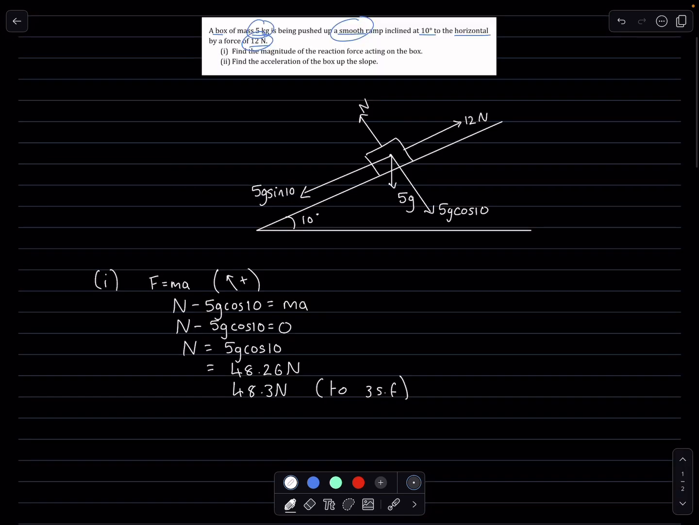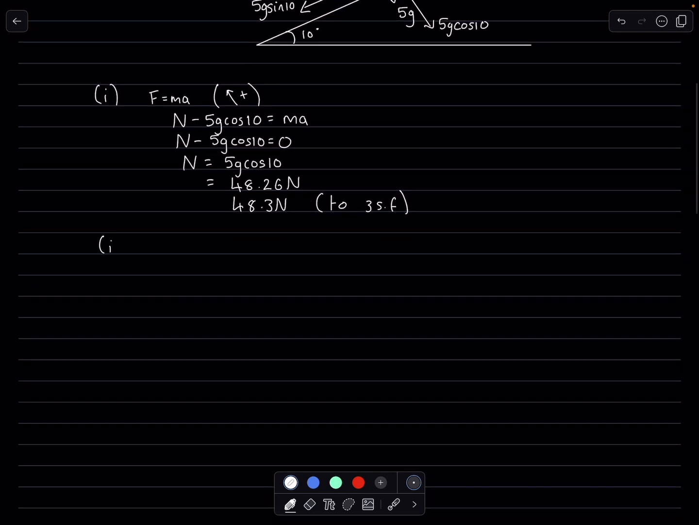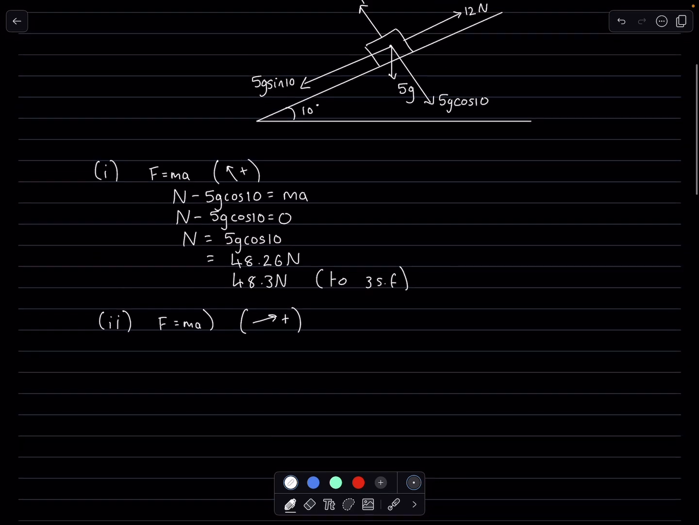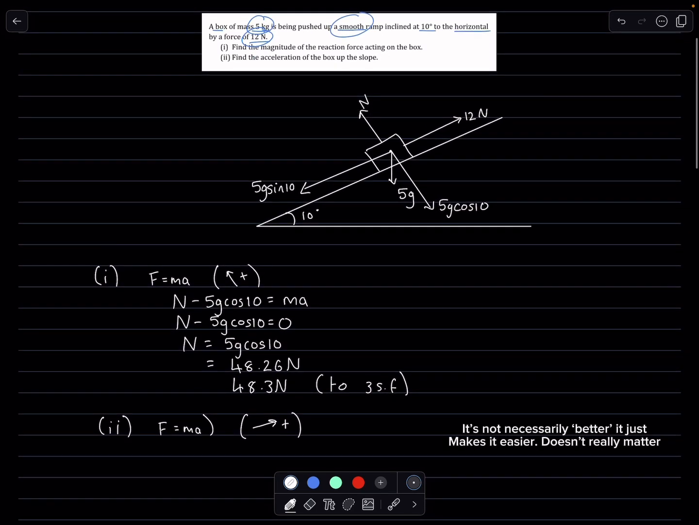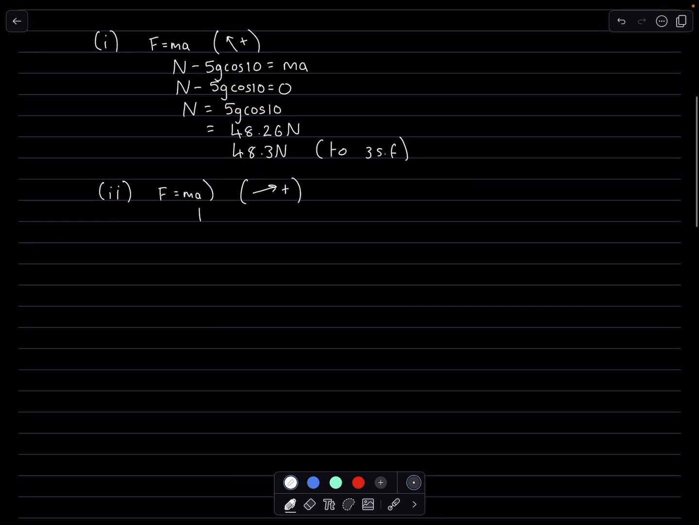Let's now do part II of the question, where it says to find the acceleration of the box going up the slope. So they've told us what the direction of acceleration is. This is quite important because I typically prefer to resolve in the direction of acceleration, although it doesn't matter because the sign will tell you which direction the block is accelerating in anyways. So again, let's apply F equals ma. Let's do this in the positive direction going up the slope, because it's better to resolve in the direction of acceleration, although it doesn't necessarily make that much of a difference. That's very simply going to be 12 minus 5g sine 10 is equal to ma. Now we know the mass of the block is 5 kilograms, so it's going to be 12 minus 5g sine 10 is equal to 5 lots of a.